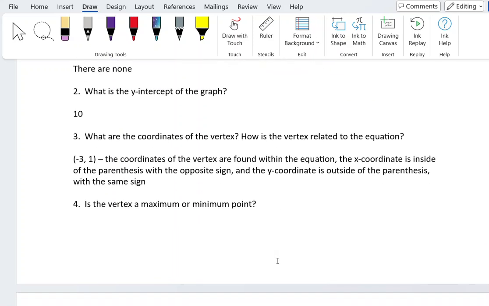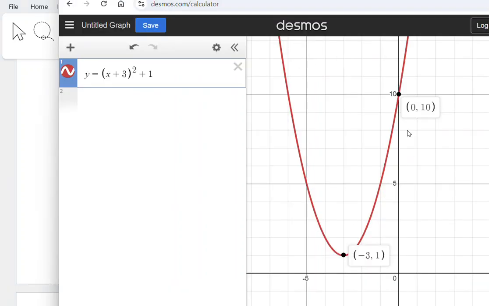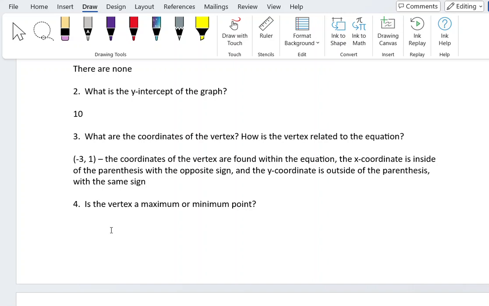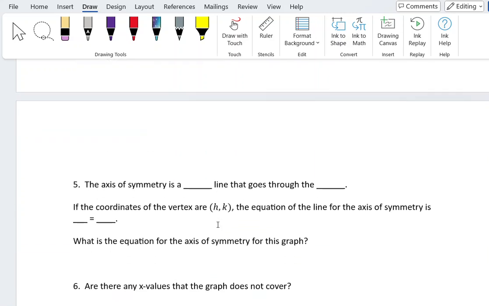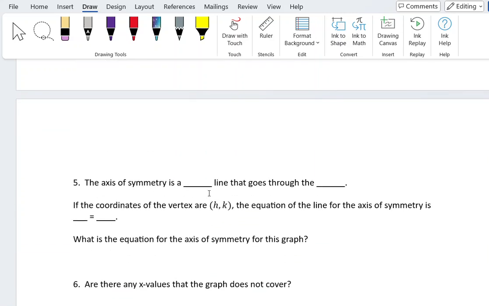Question 4 says, is the vertex a maximum or minimum point? Since our parabola is opening upward, the vertex is the minimum or lowest point on the graph. Question 5. The axis of symmetry is a blank line that goes through the blank. It is a vertical line that goes through the vertex.